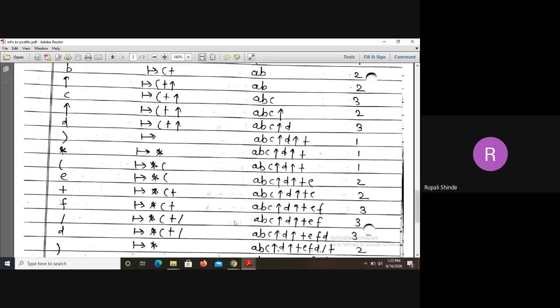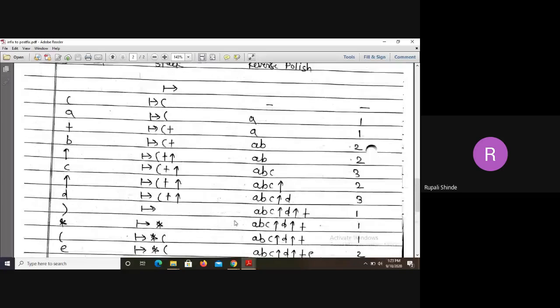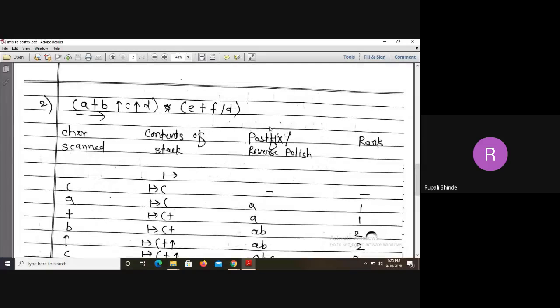Again, this example is quite lengthy. I will explain it; hereafter, whatever examples there are, you have to try. Again, we apply the same algorithm for this second example. Same procedure: we scan this expression from left to right. The columns are the same: character scan, content of stack, postfix or reverse polish expression, and rank. Initially our stack is empty, so I have written this symbol to represent an empty stack.